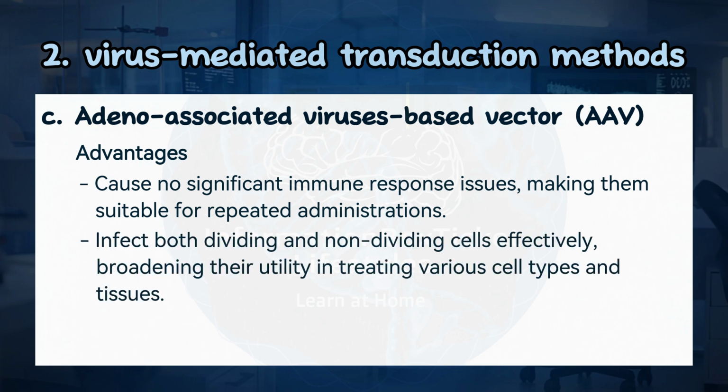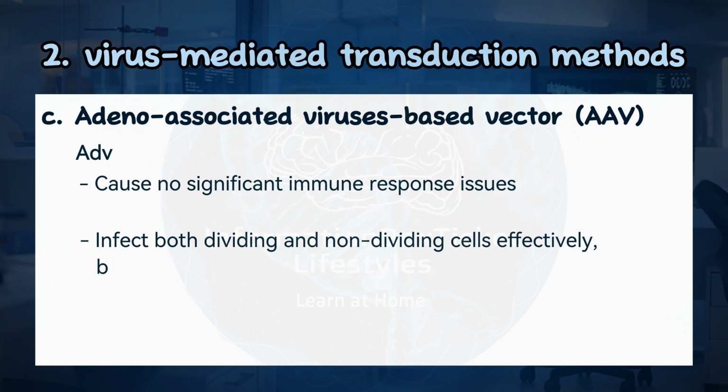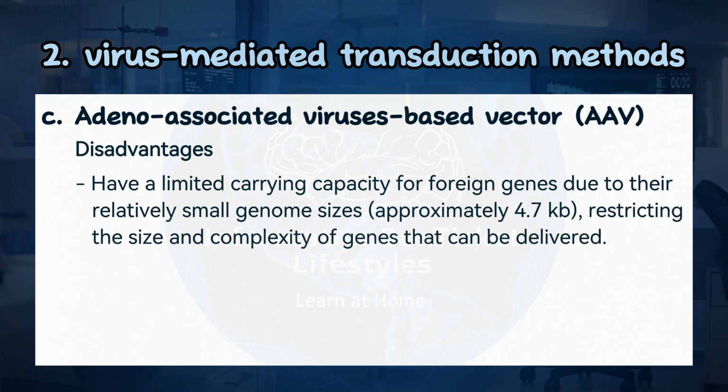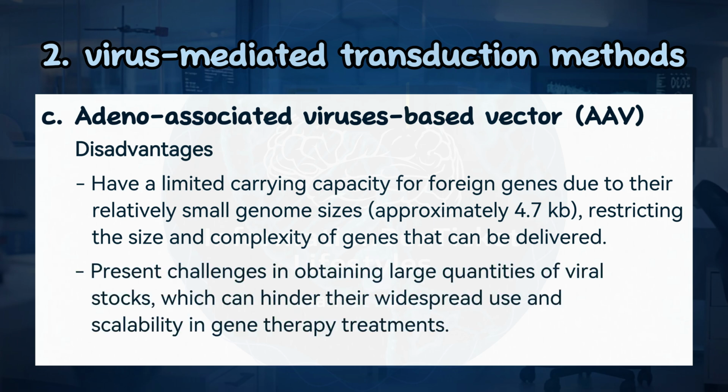They infect both dividing and non-dividing cells effectively, broadening their utility in treating various cell types and tissues. Disadvantages of AAV vectors. They have a limited carrying capacity for foreign genes due to their relatively small genome size, approximately 4.7 kb, restricting the size and complexity of genes that can be delivered. They present challenges in obtaining large quantities of viral stocks, which can hinder their widespread use and scalability in gene therapy treatments.